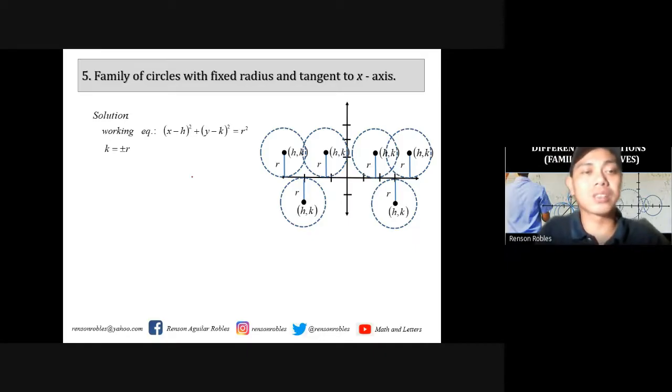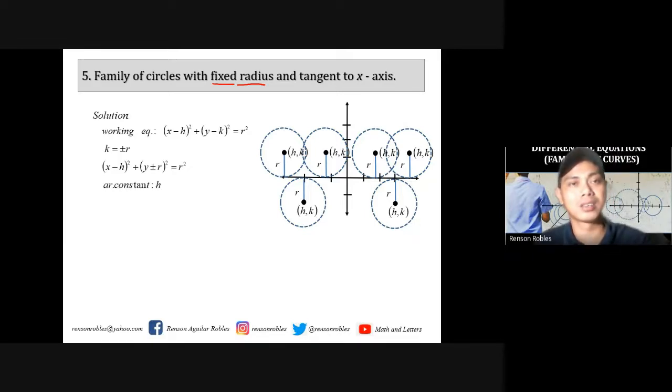Then we can just replace k here by plus or minus r, and then we get this equation. So we now have only two constants, h and r. However, again, the radius r is fixed, r is not arbitrary. Therefore, we only have one variable, meaning that we only need to differentiate our working equation once.